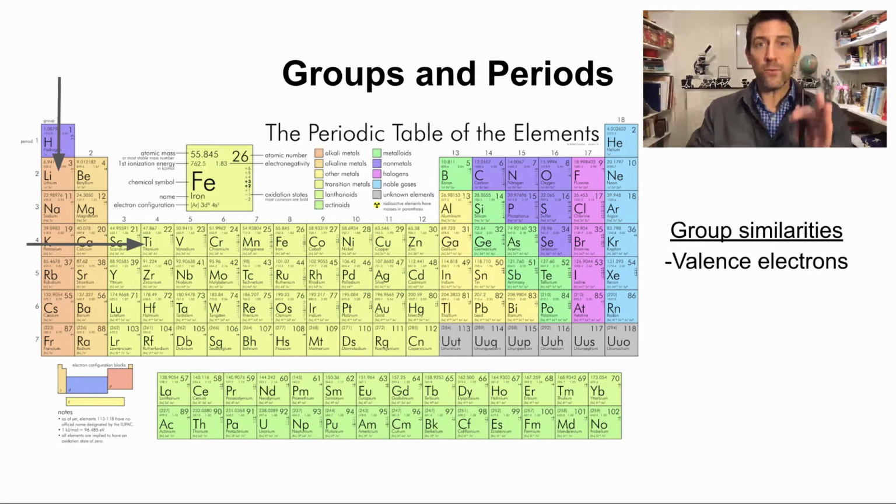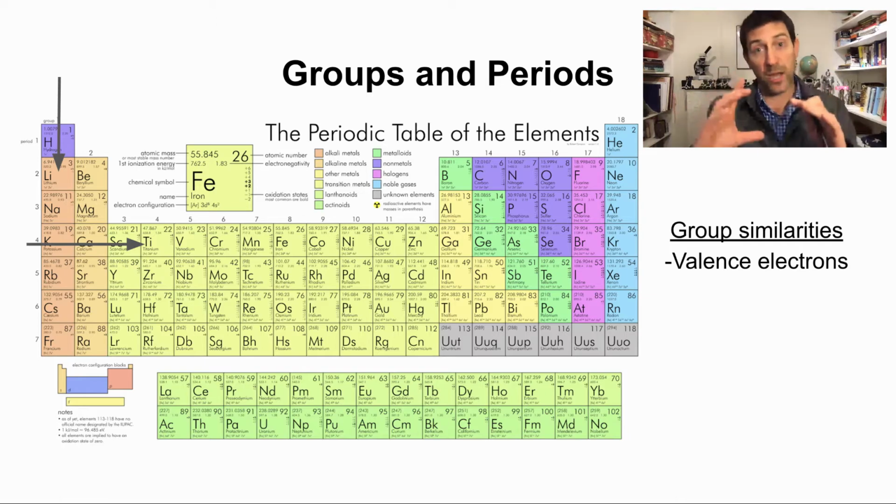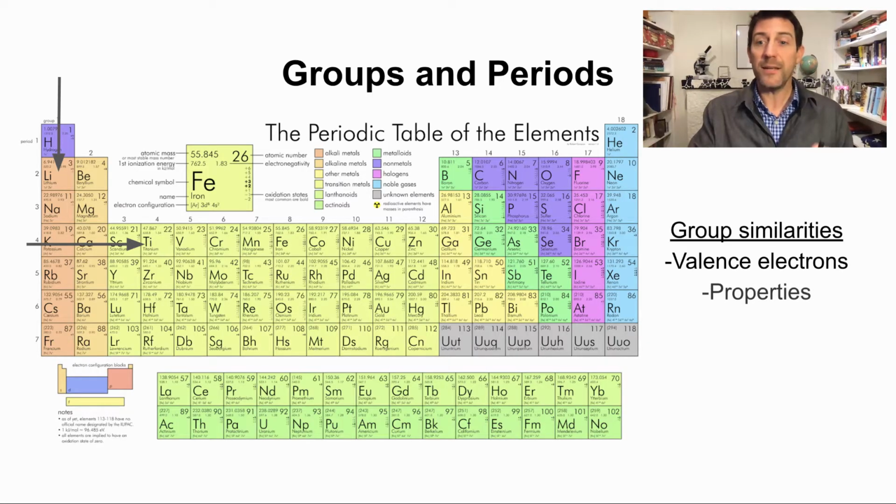Now, the reason we have groups, the reason the elements are stacked on top of each other, is that they have similar valence electrons. Remember, valence electrons are how many electrons are in the outermost energy level or the outermost shell of an element. So they're grouped together according to valence electrons. And that means they have similar properties. So like maybe they're highly reactive, or maybe they're not reactive at all. And we'll get into those things throughout the course of these videos.